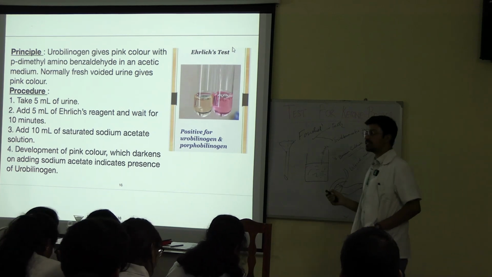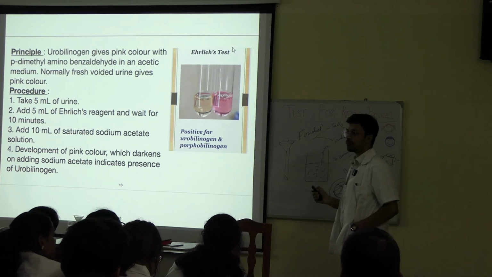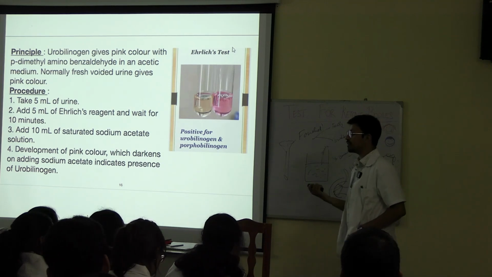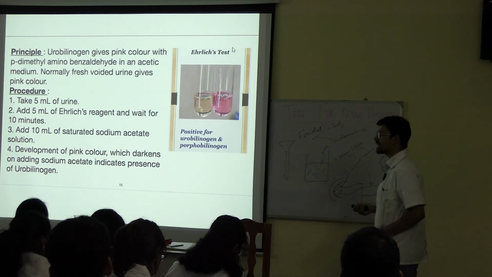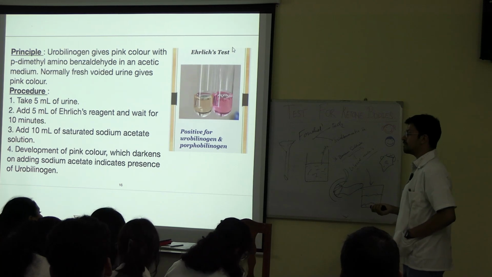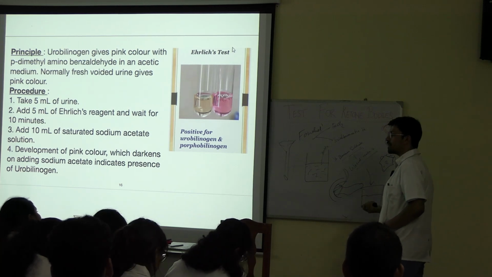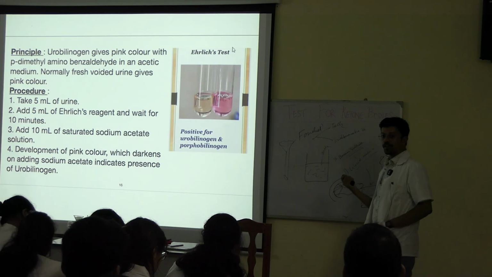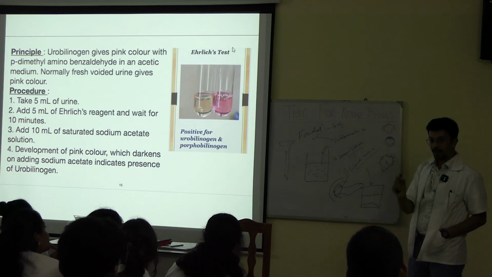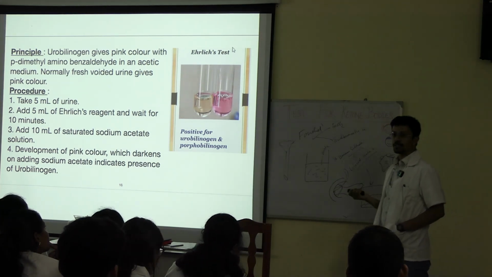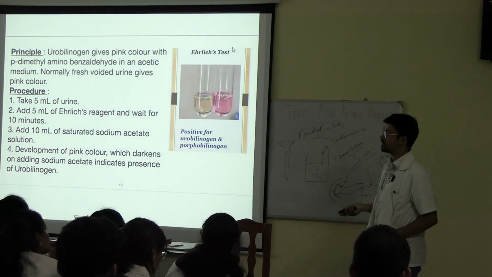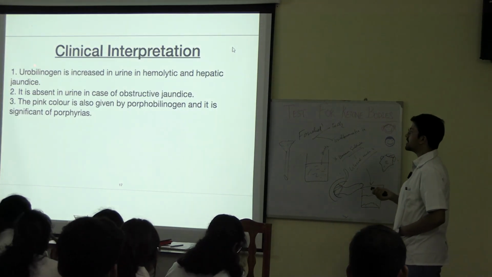Normally urobilinogen will be present or absent? In normal condition, present, obviously, otherwise how will the color come. Okay, but if it is in excess, then some pathologies are there. It can be in hepatic jaundice, or it can be post-hepatic obstruction, partial. In case of complete obstruction, there is complete absence of the urobilinogen. That's all. So these are the clinical interpretations.